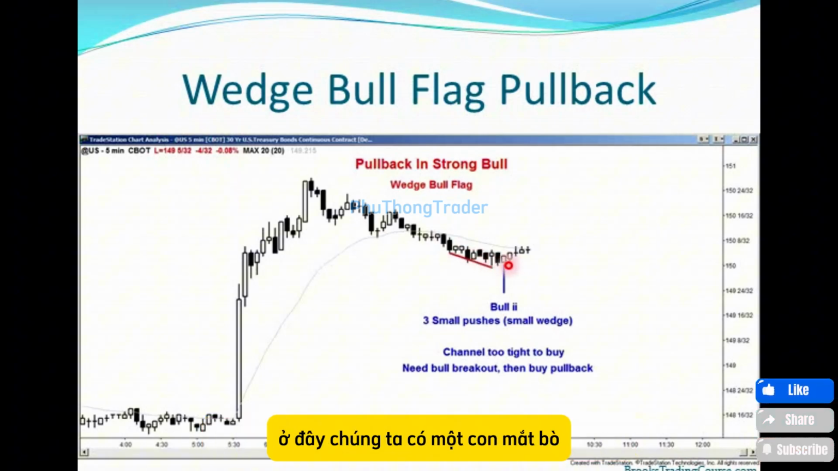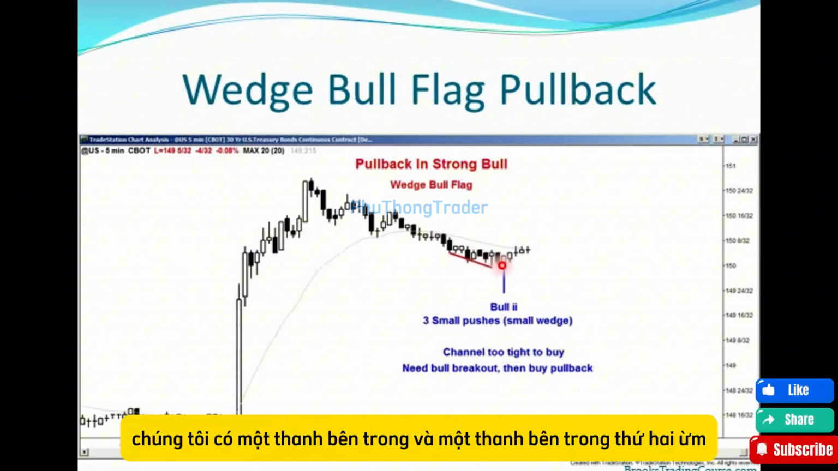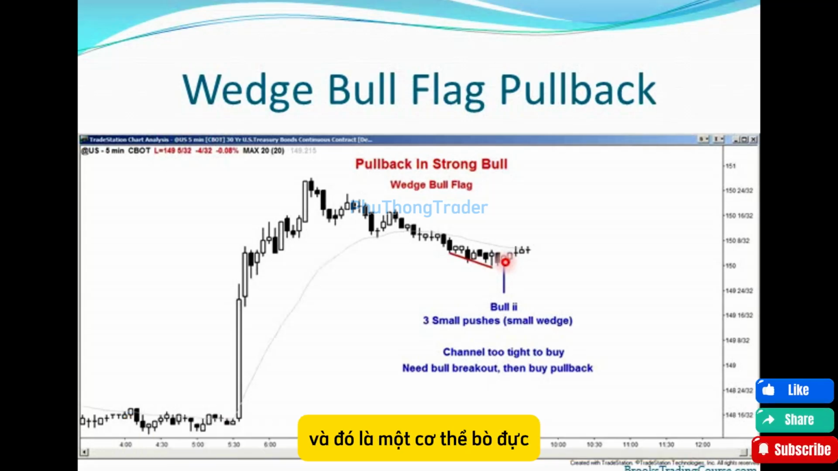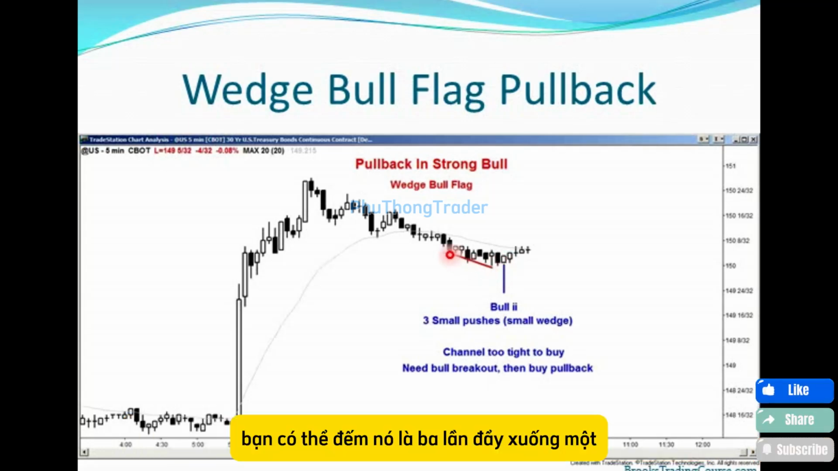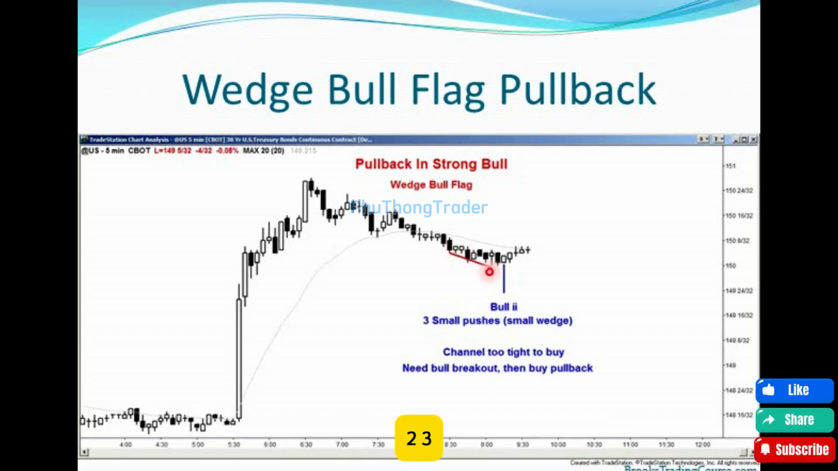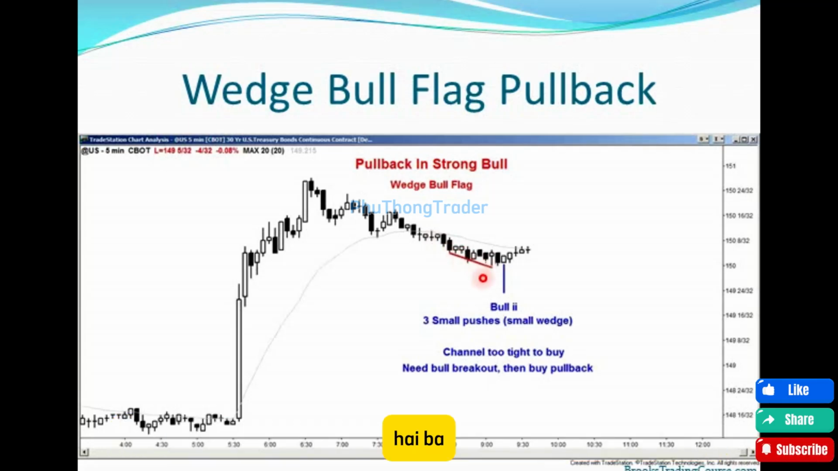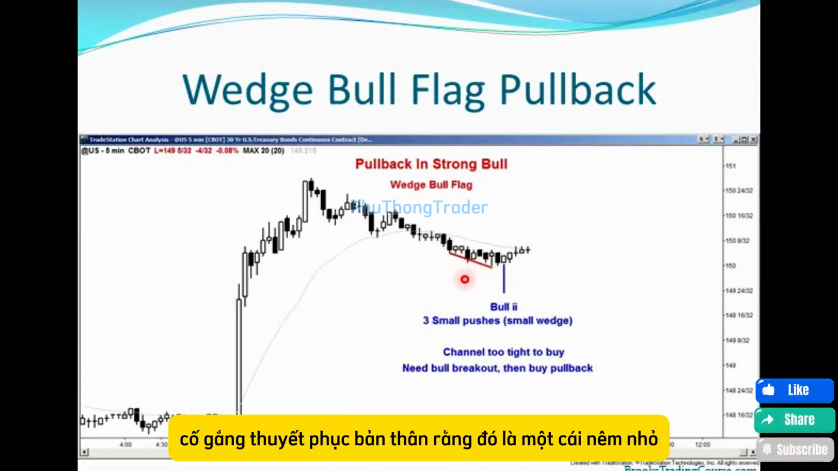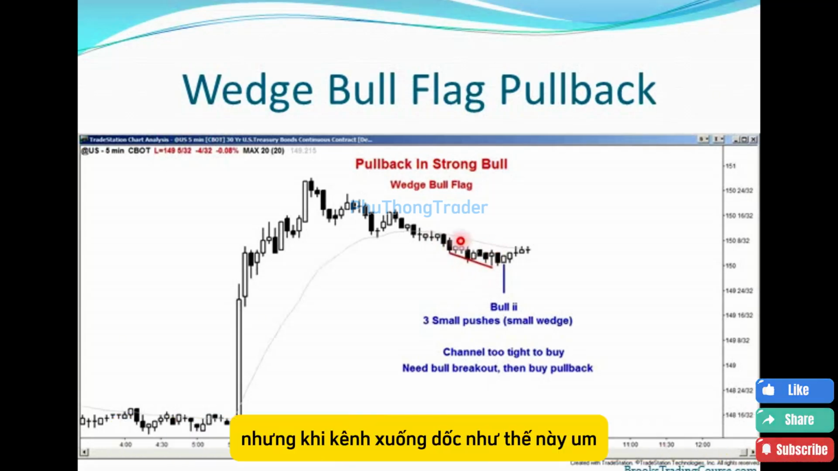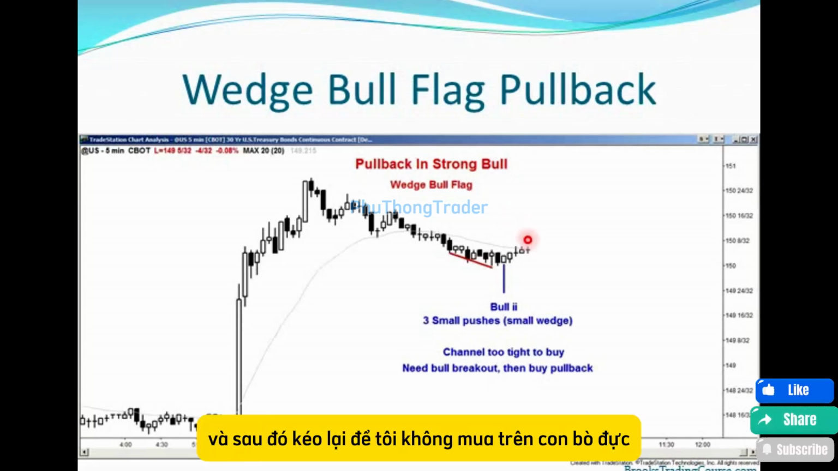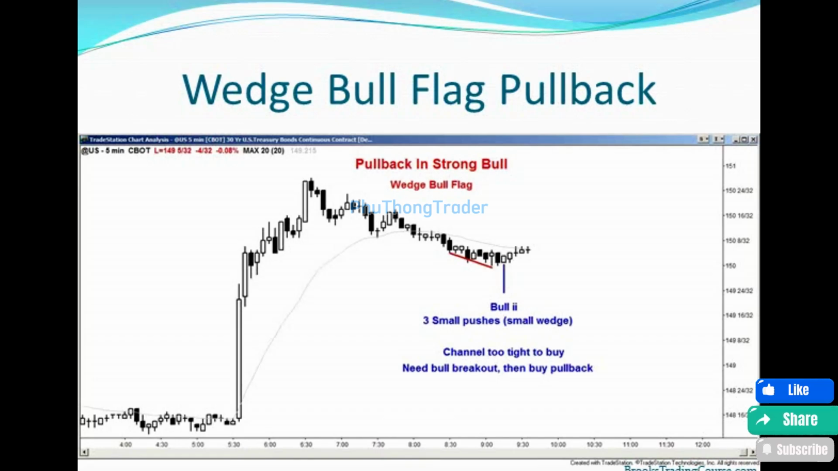Here we have a bull II. We have an inside bar and a second inside bar, and it's a bull body. You can count it as 3 pushes down. 1, 2, 3. So we had the breakout here with 3 pushes down. 1, 2, 3. So you can try to convince yourself that it's a small wedge. But when the channel down is this steep, I would not buy until after the market had a strong bull breakout and then a pullback. So I would not buy above the bull II.